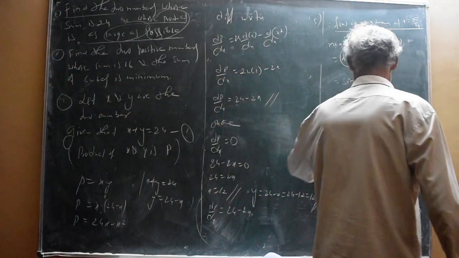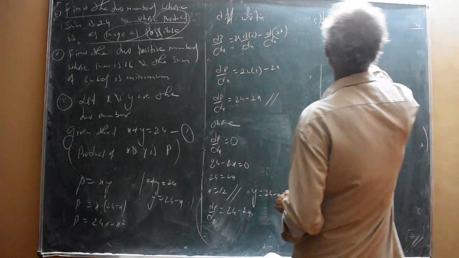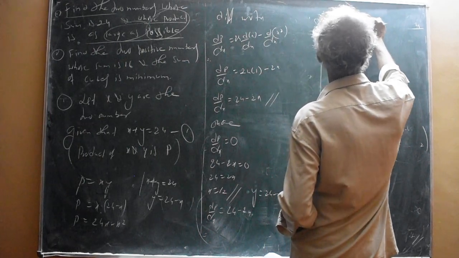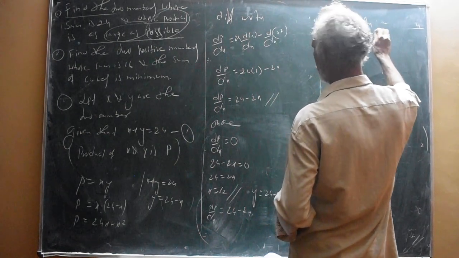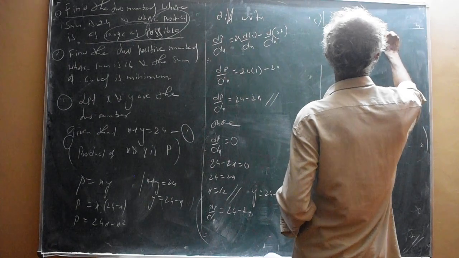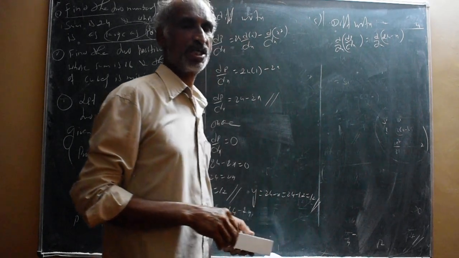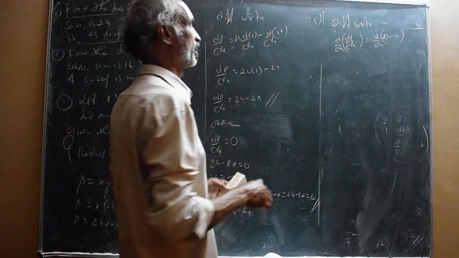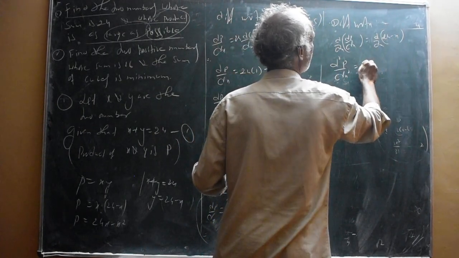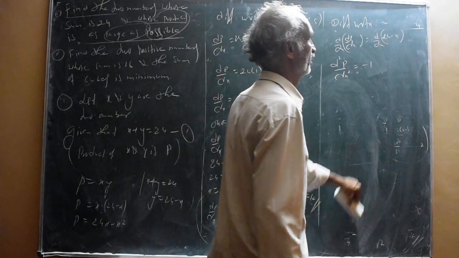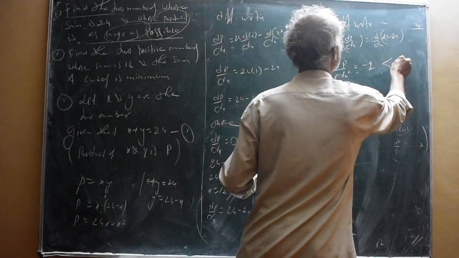Differentiating with respect to x. d by dx of dp by dx is equal to d by dx of 24 minus 2x. d by dx of dp by dx means the second order derivative, that is d square p upon dx square. 24 differentiation is 0, x differentiation is 1, so 24 minus 2x gives minus 2.